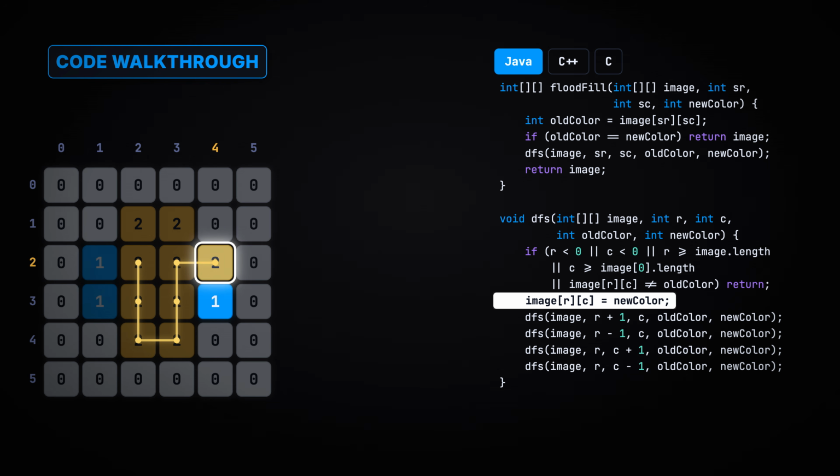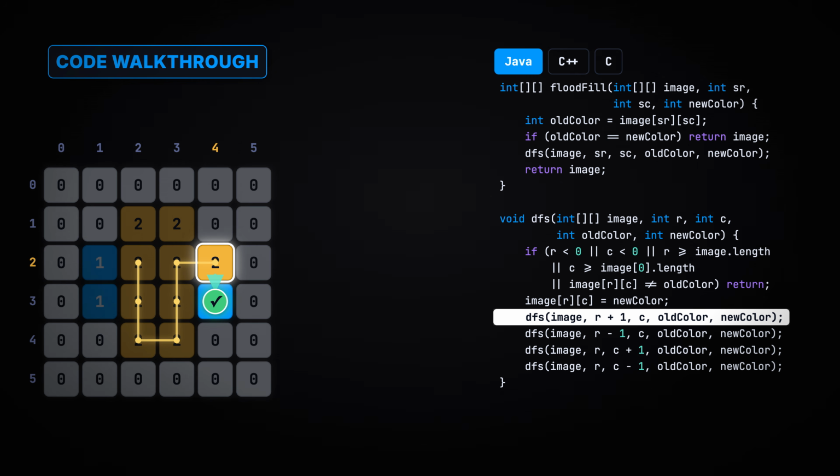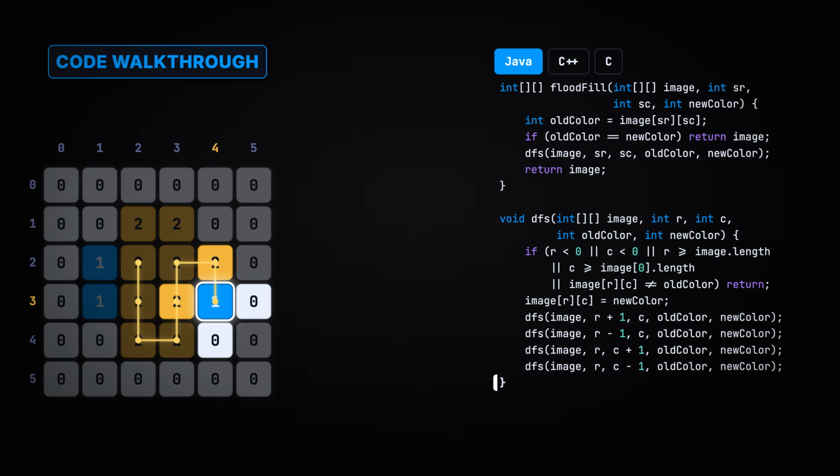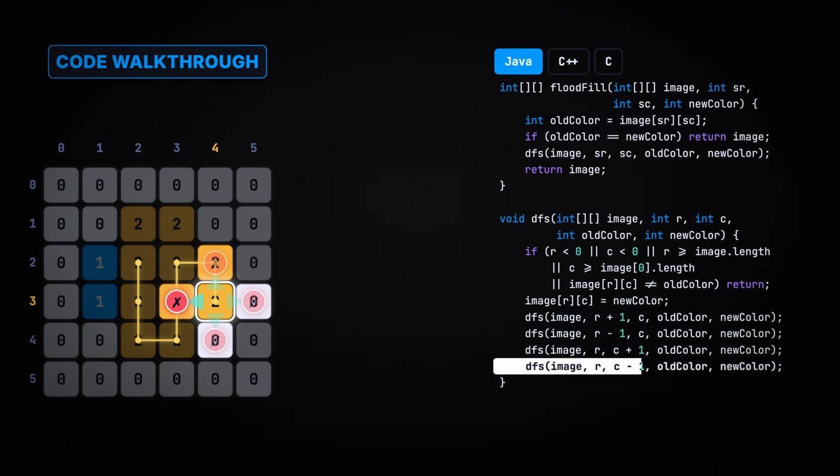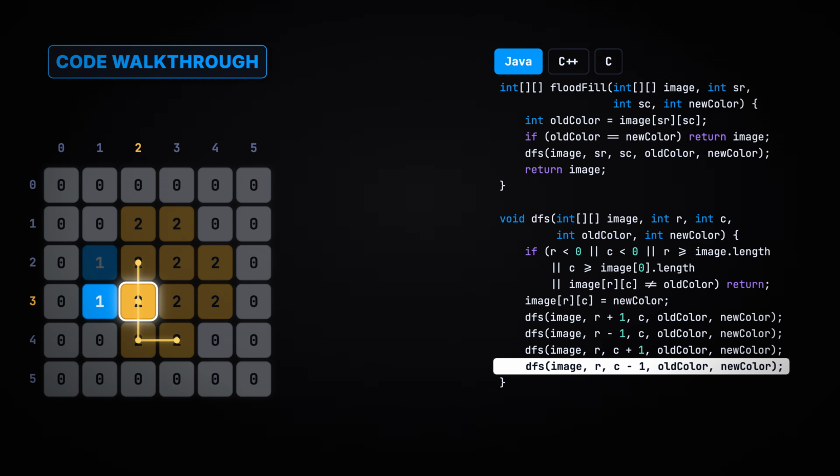2-4, paint it and look down. 3-4 is open. Dive in. 3-4, paint it 2. All 4 neighbors blocked. Another dead end. Return and back out again. All the way back to 3-2, its last untried direction is left. 3-1 is a 1, so we take it.